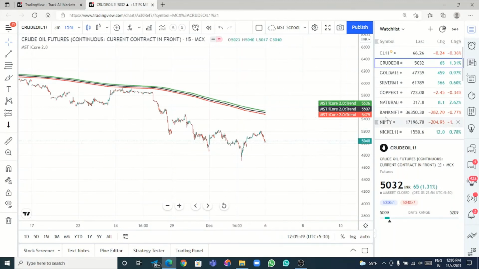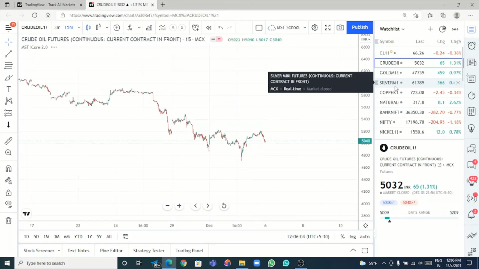And the same cases happen in every script. Even Nifty, Bank Nifty, natural gas, copper, silver, nickel, everything, target has been achieved. So you have to decide which one you want to trade. To shorten the video length, I am showing you only one script.